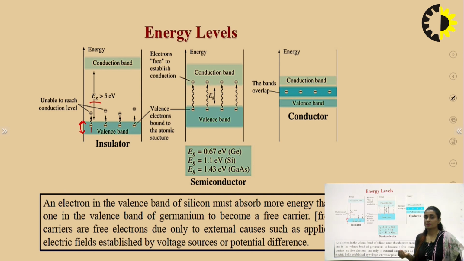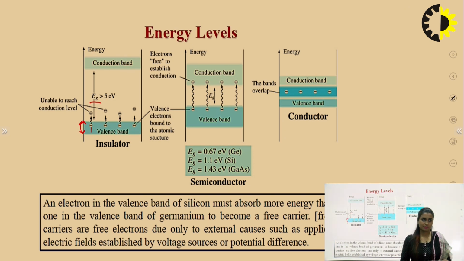In such a case, my valence band and conduction band are overlapping. When my valence band and conduction band are overlapping, these two lighter blue shades, the overlapping region in the middle, is shown by a little darker blue shade. Can you see that? And we have represented the electrons here with negative charge. Here also with the negative charge we are showing electrons. So in insulators the band gap is too high, in conductors it is overlapping.